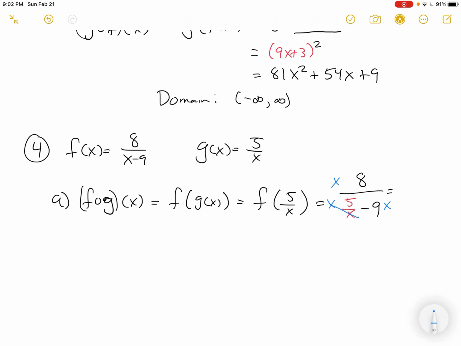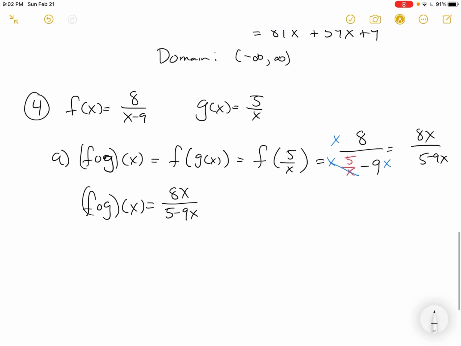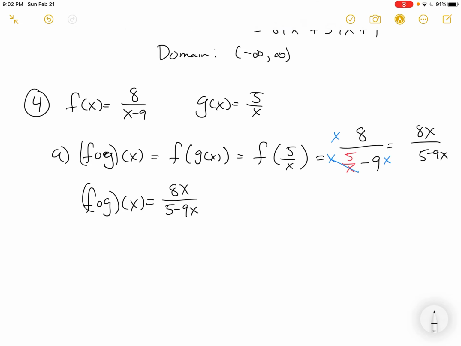Good, just did. And what am I left with? I'm left with 8x over 5 minus 9x. So that's what f composed with g of x ultimately simplifies down to be. And it's very simple, right? Where are we? Algebra 1, simplifying a complex expression. Algebra 2, simplifying a complex expression. That's what we said that we were good at as we moved into here, or that we could quickly get reminded. So let's talk about the domain.